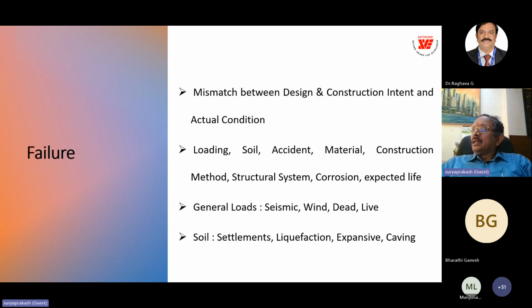Next is the loading soil. Mostly geotechnical investigation is many times inadequate actually. In one case in Bangalore, we had done even 20 bores of depth 20 meters, and they could not represent the soil condition properly. Though it was a rock, that's very, very important.